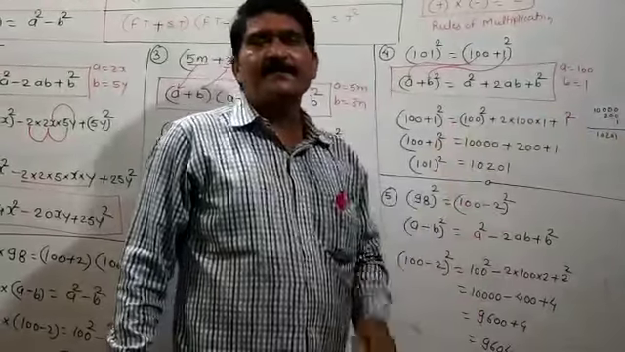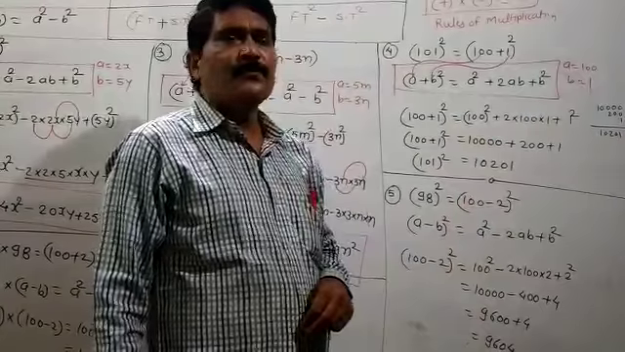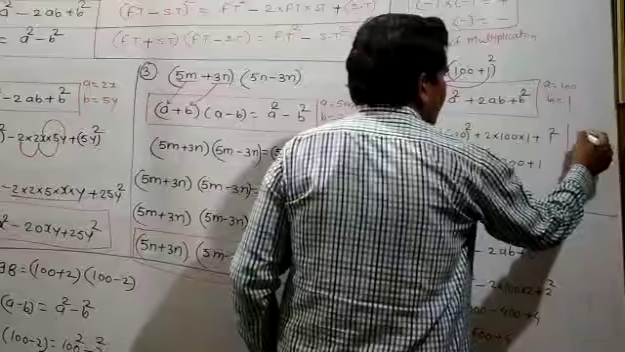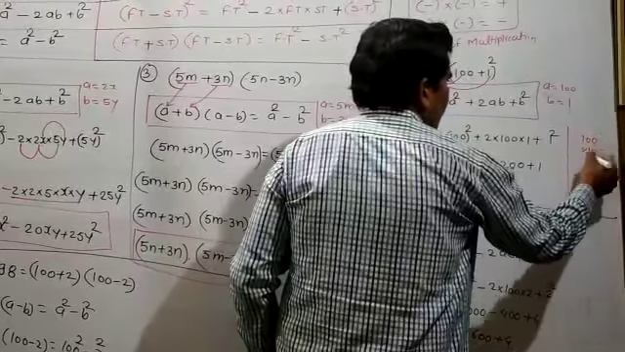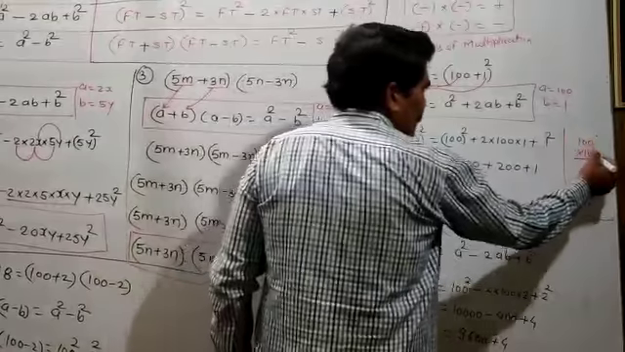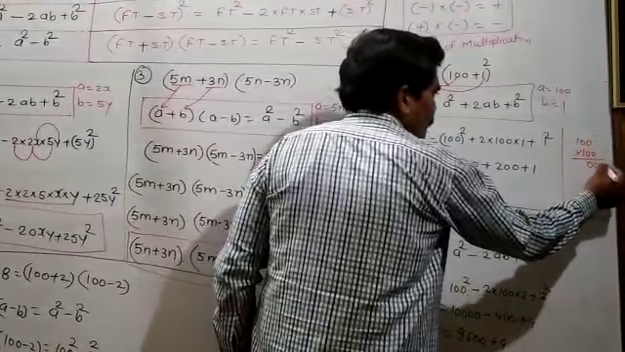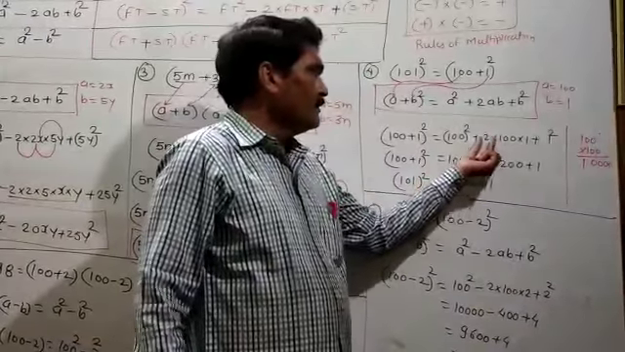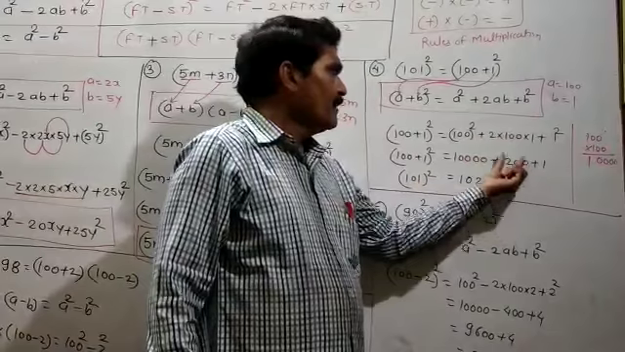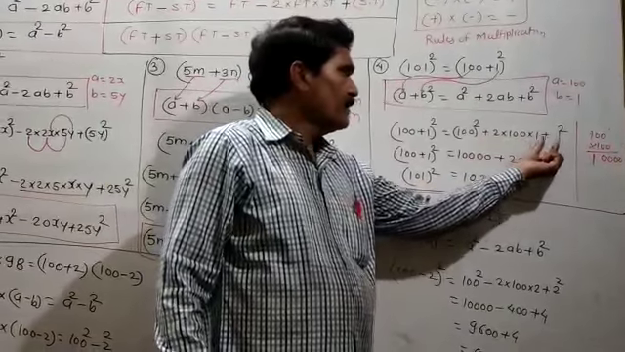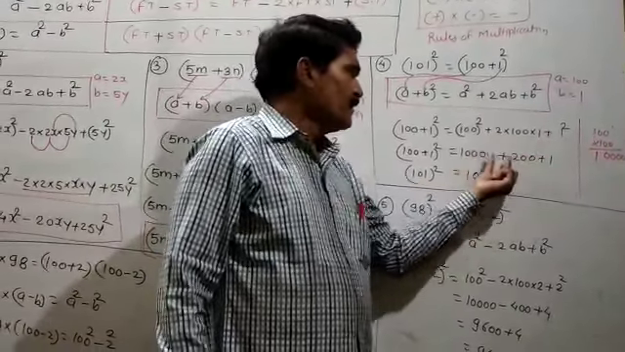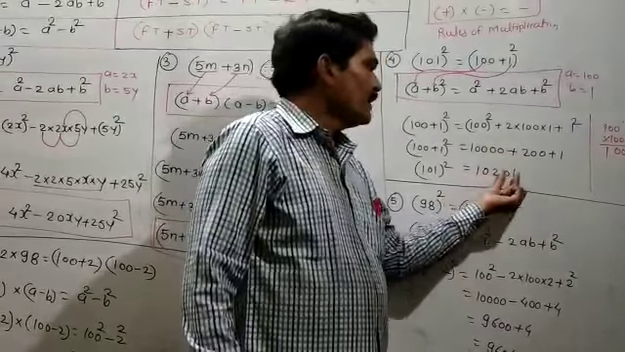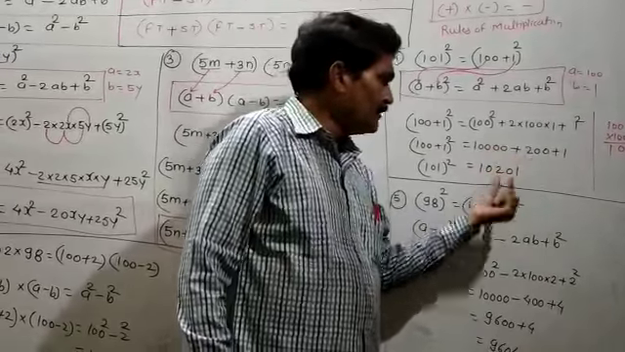100 square means 100 multiplied by 100. At that time you have to count the zeros. How many zeros are there? 1, 2, 3, 4. You have to give the 4 zeros, and 1 1s are 1. This answer will come 10,000 plus 2 multiplied by 100 multiplied by 1 is equal to 200, plus 1 square is 1. So 10,000 plus 200 plus 1 is equal to 10,201. So if we add this, this answer will come.